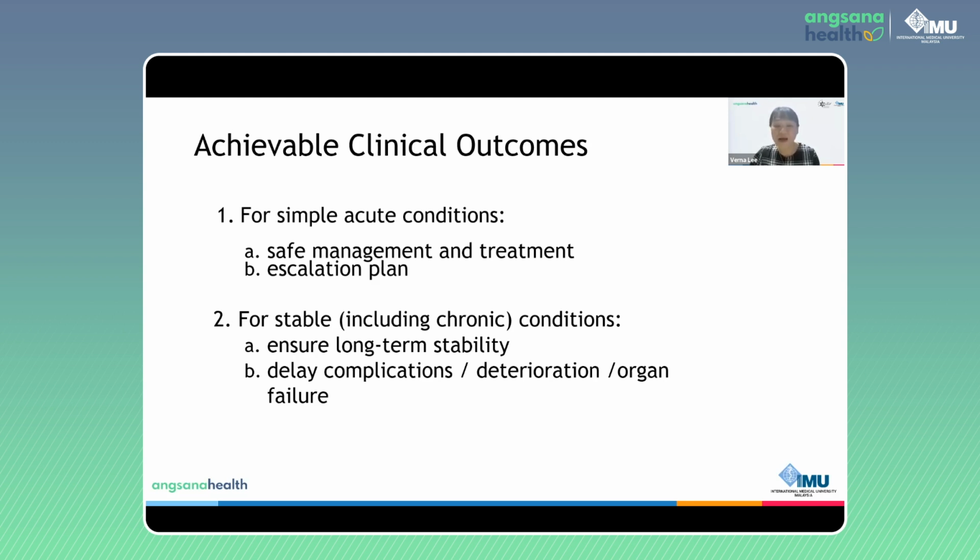Is our practice ready for that? Do we have a plan if the patient deteriorates? We need to have some sort of planning before we decide that, yes, we're going to take in all the acute cases for our telehealth.